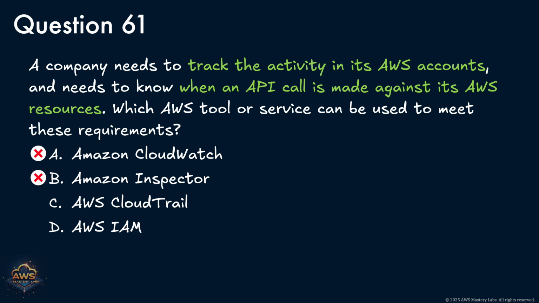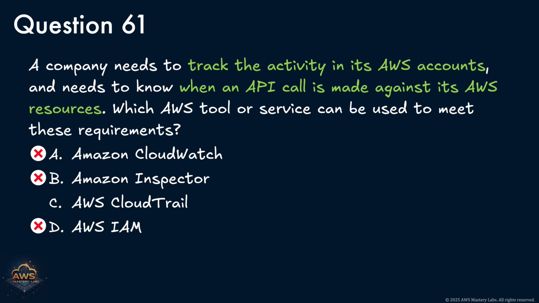Option B, Amazon Inspector. Amazon Inspector is a security assessment service. It evaluates the security state of EC2 instances and containers by checking for vulnerabilities and deviations from best practices. It does not track operational events or log API calls. Its scope is automated security scanning, not activity logging or auditing. Incorrect, because Amazon Inspector identifies vulnerabilities, not user or API level activity.